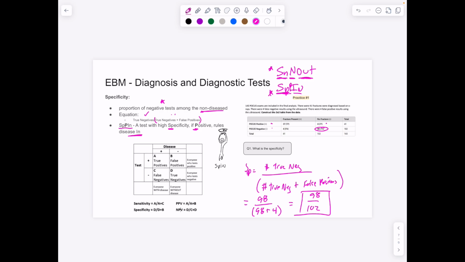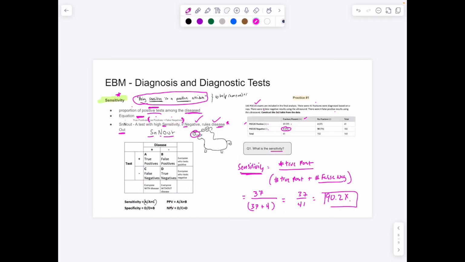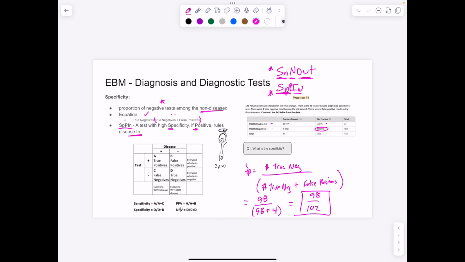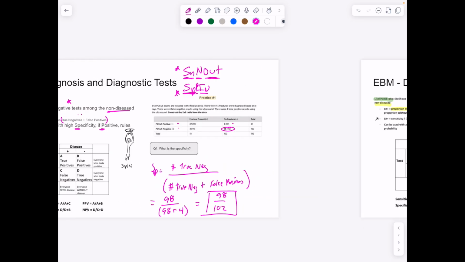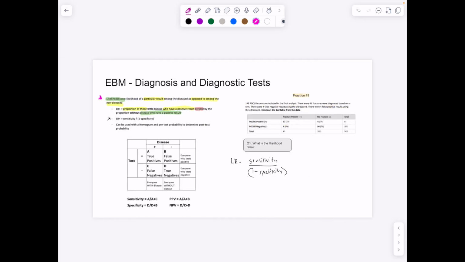Specificity, proportion of negative tests among the non-diseased. Sensitivity is the proportion of positive tests among the diseased. So specificity: non-disease, negative tests, and our sensitivity: proportion of positive tests among the diseased. Then we have our final concept, which is likelihood ratio, and it is the likelihood of a particular result among the diseased as opposed to among the non-diseased.